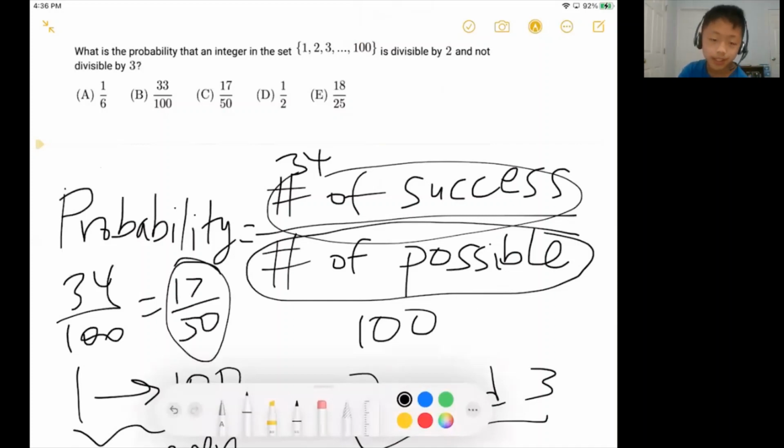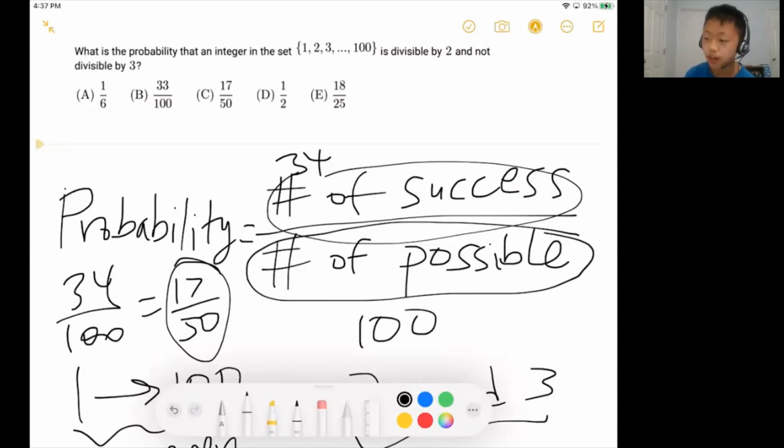Probability questions are very common on the AMC 8, but they're really not that bad if you just remember this formula. Whenever you see a question on the AMC 8 about probability, this should be the first thing that comes to mind. You should always think, okay, first of all, usually it's number of successes over number of possible outcomes, and usually it's easier to find the number of possible outcomes. In this case, it was obviously 100 because there are only 100 numbers in the set, so it was easier to find.